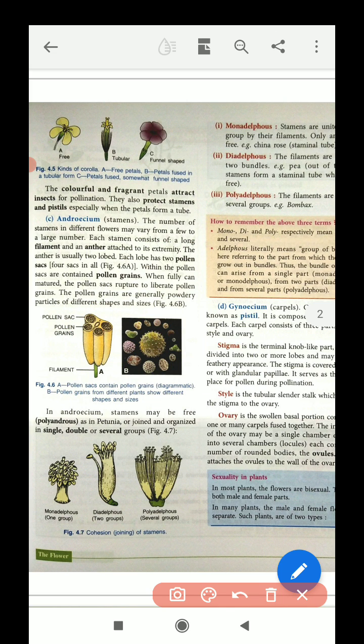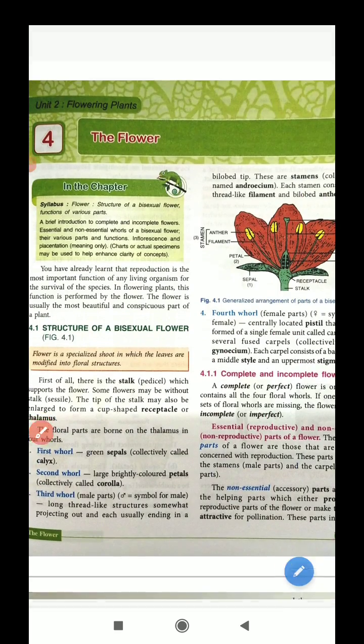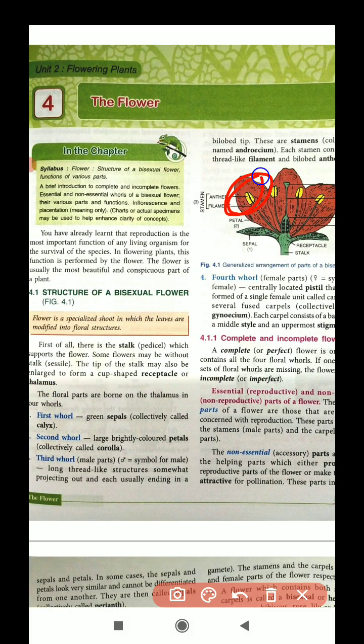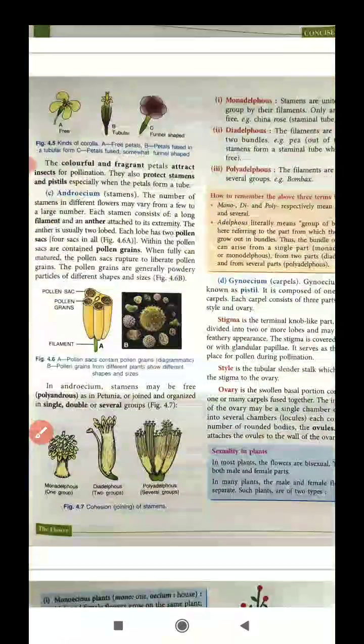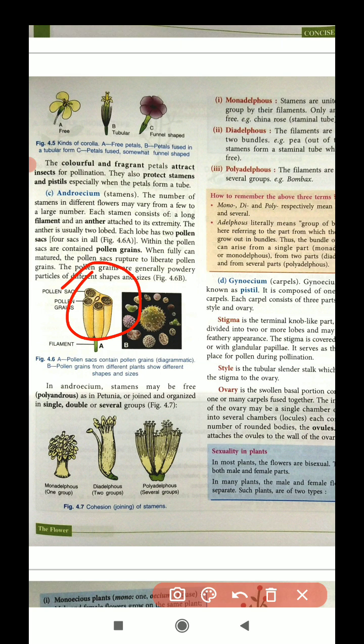Okay, to properly understand, I am showing you this portion. If you cut it from the middle, then you can check the cross section from the upper side. If you look, you can see that view. Inside there are the pollen sac and pollen grains. Those pollen grains will fall on the stigma and proceed further for the process of pollination. That is explained in the next chapter.